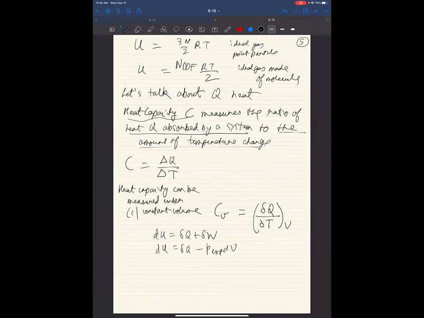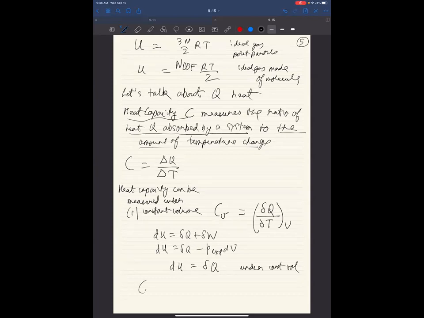If it's a constant volume process, what can we say about dV? Zero. So what can we say about dU? Equal to delta Q. And that's really awesome. We just showed that dU is equal to delta Q under constant volume.